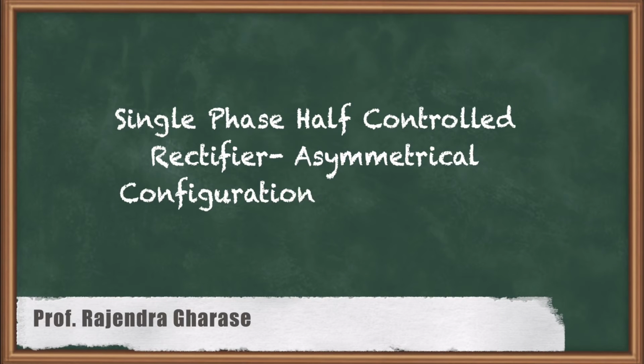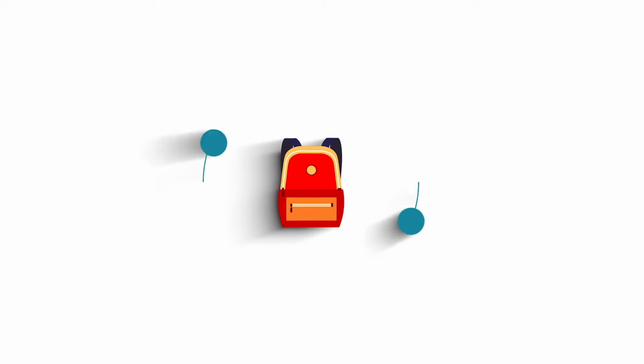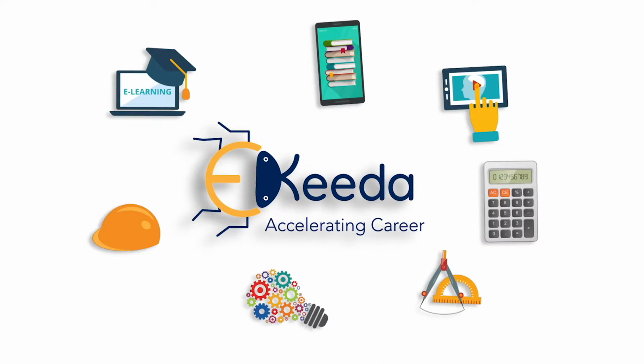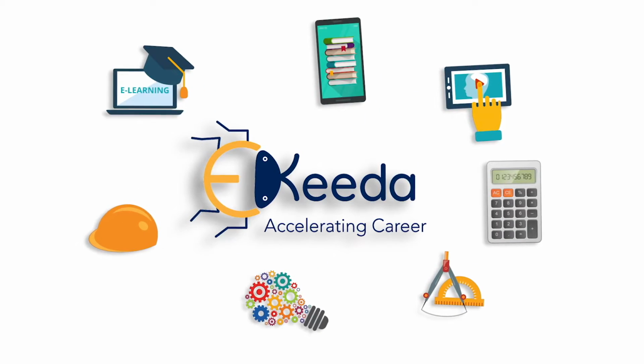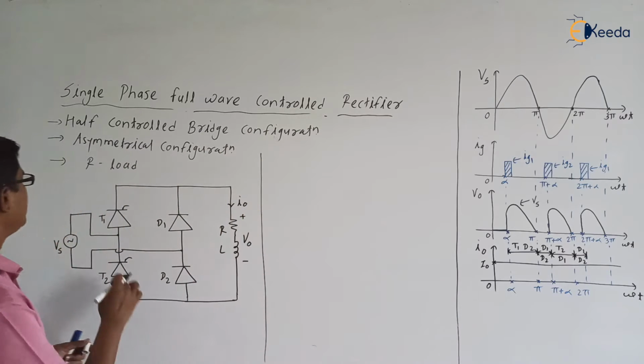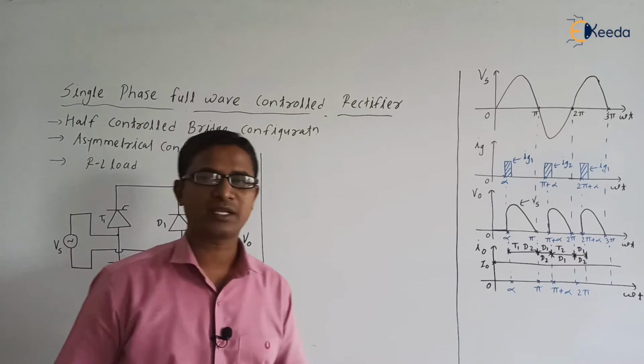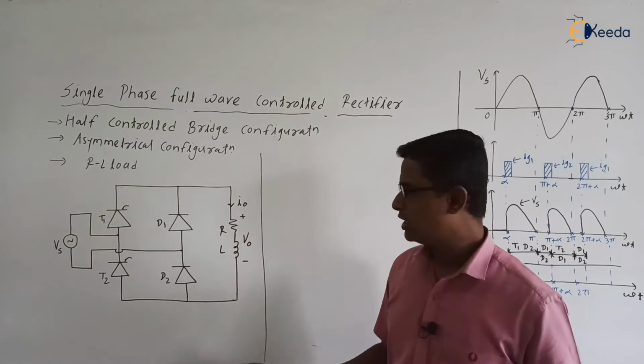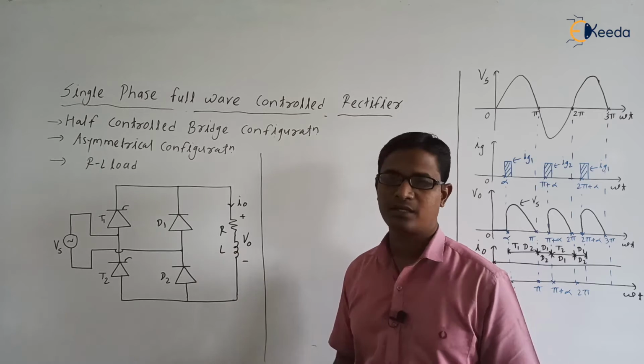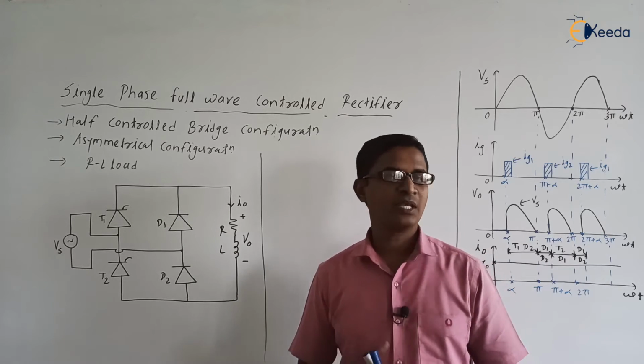Hello friends, in this video we are going to discuss the single phase full wave controlled rectifier, half controlled bridge configuration, asymmetrical type, and the load is an RL load. So here the circuit diagram is the same as that of the previous case. The only change is that we have added the inductor in the circuit load branch.